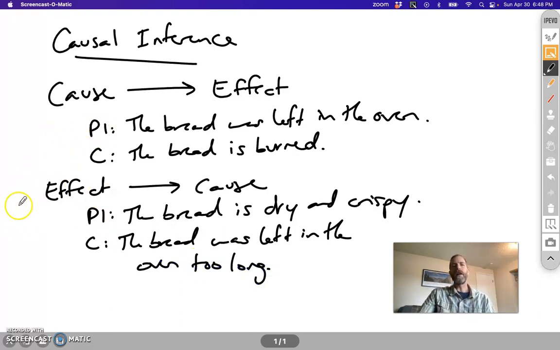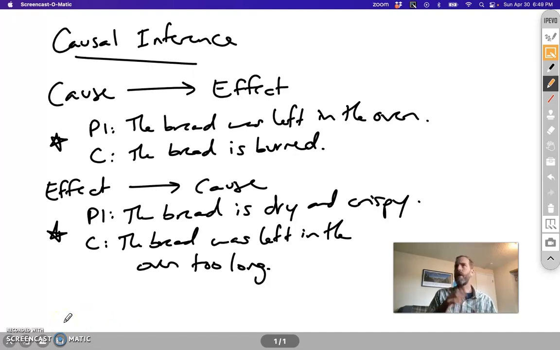Both of these are inductive arguments. The premise is what is known, but the conclusion is not certain. But the more we do see common patterns and correlations in nature, the more we see things get burned when they're left in the oven, the more likely it is that the conclusion's true. And I would say that this is going to be a pretty good argument, as is this one. So both appear to be strong in that we would expect the conclusions to be true given the evidence.